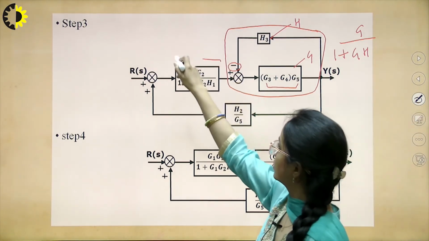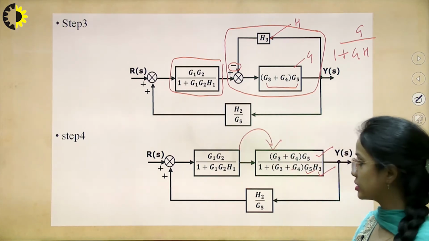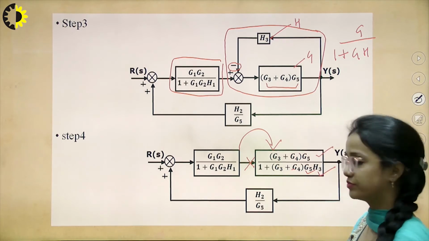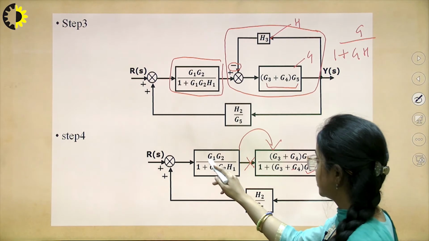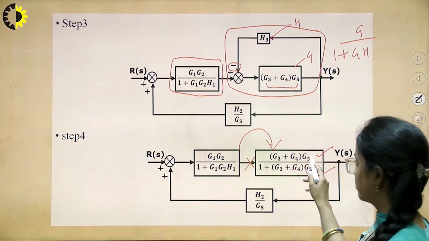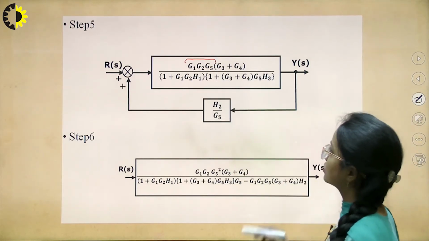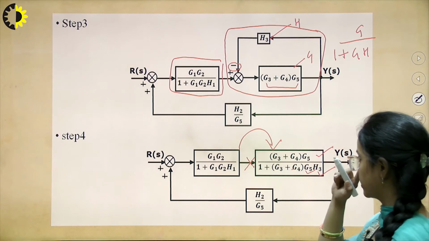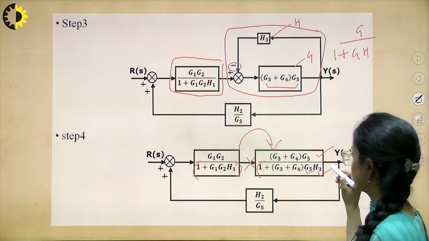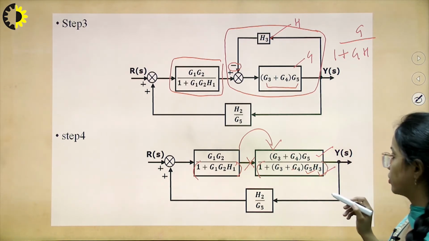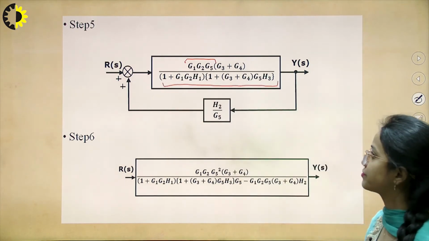Now this loop is coming into series with this loop. Series means we just multiply the two of them. Multiplying the two of them, we get this: G1, G2, G5 into G3 plus G4 in the numerator, and in the denominator we have 1 plus G1, G2, H1 into 1 plus G3 plus G4 into G5, H3. So this is the complete denominator.